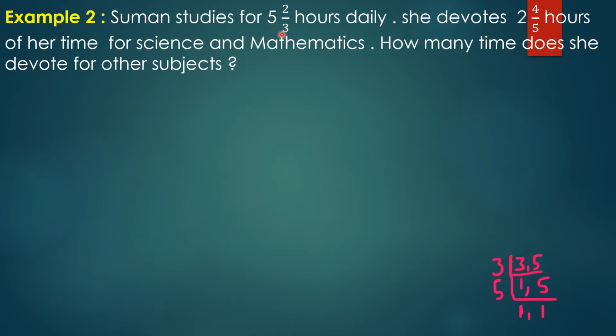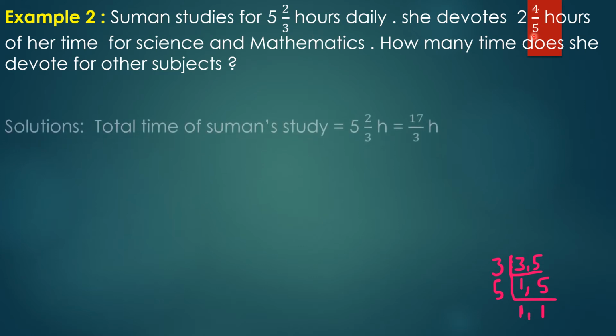It is 5 2/3 hours. And what is the time spent for science and mathematics? It is 2 4/5 hours. Then what we have to find out? How much time does she devote for other subjects? So to do subtraction of the fractions, there must be a minimum of 2 fractions. Here we have 2 fractions, 5 2/3 and 2 4/5.